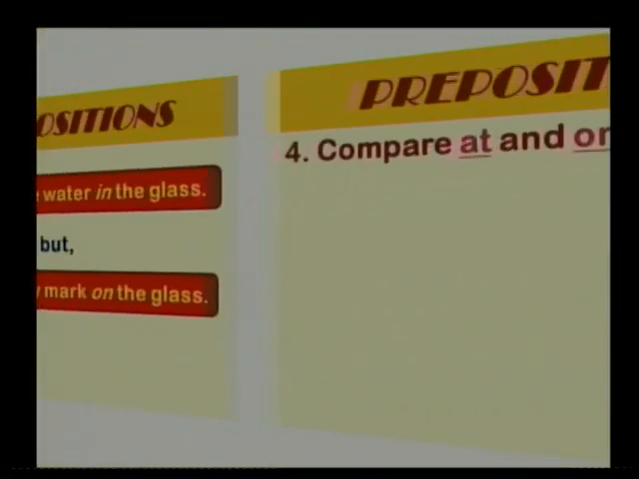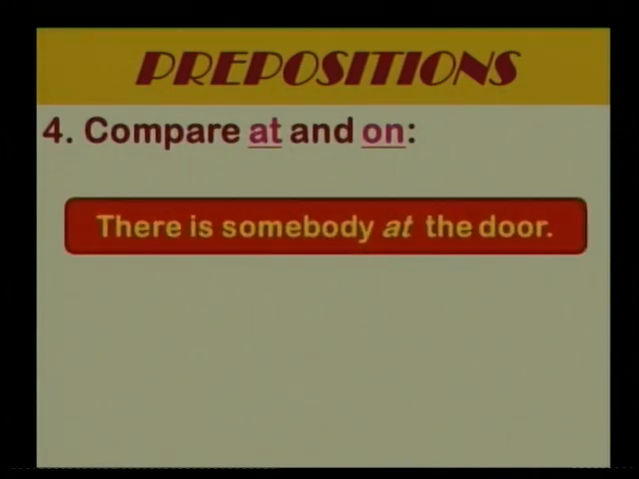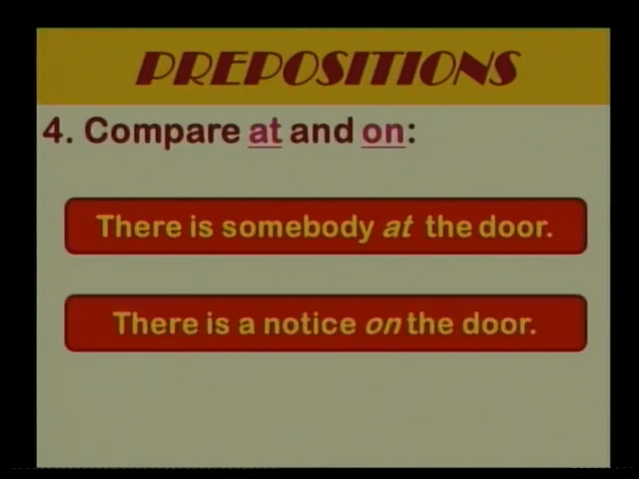All right, I hope prepositions are becoming a little clear. Let us see on the screen once again. We saw the comparison between in and on. Now let us see the comparison between at and on. There is somebody at the door. There is somebody at the door. There is a notice on the door. I hope the comparison between the two is becoming very clear.